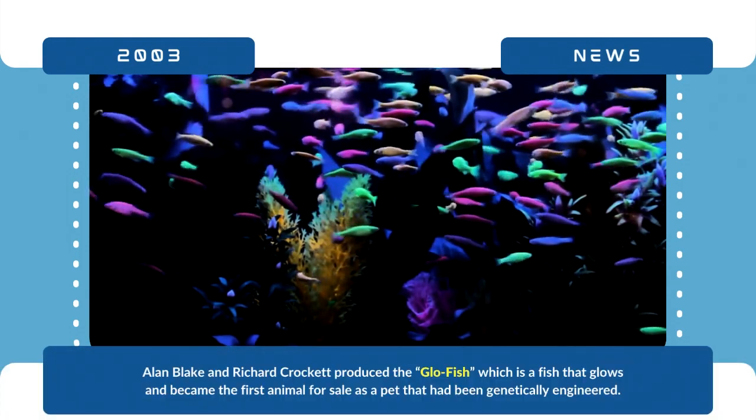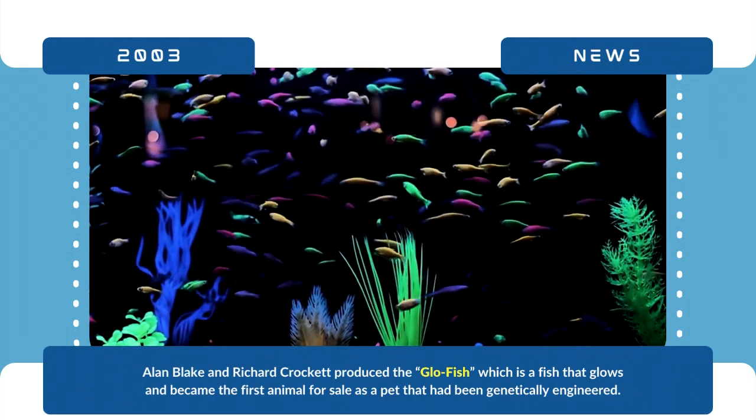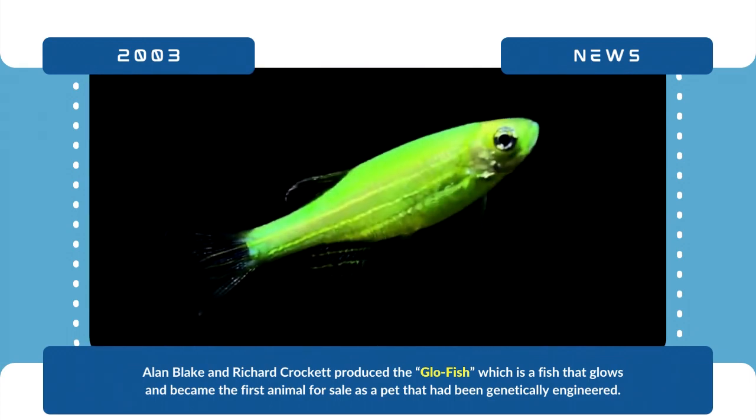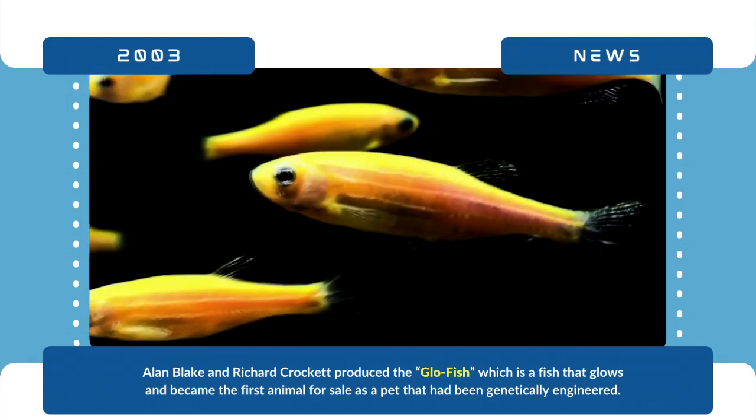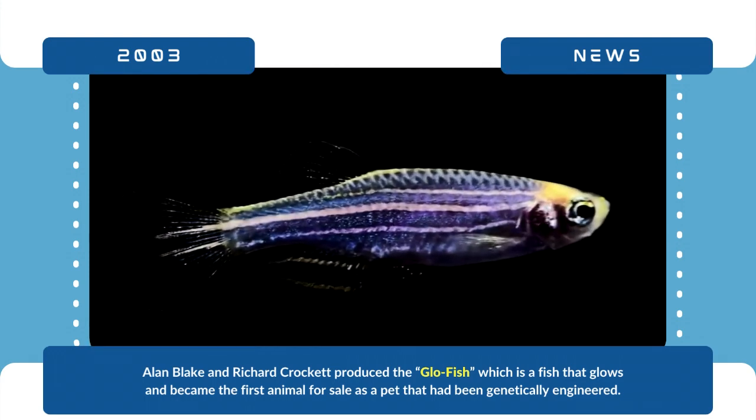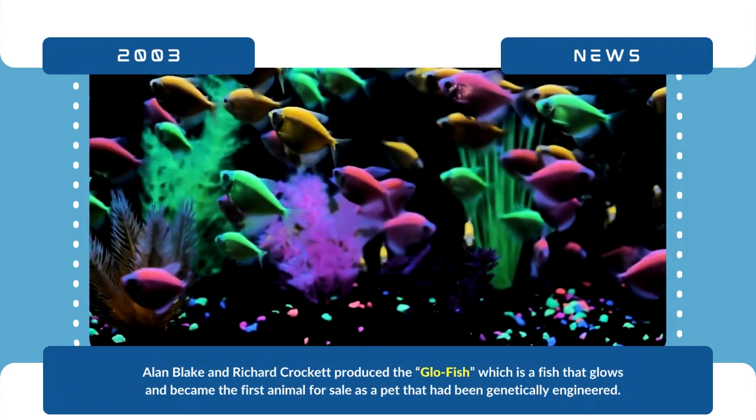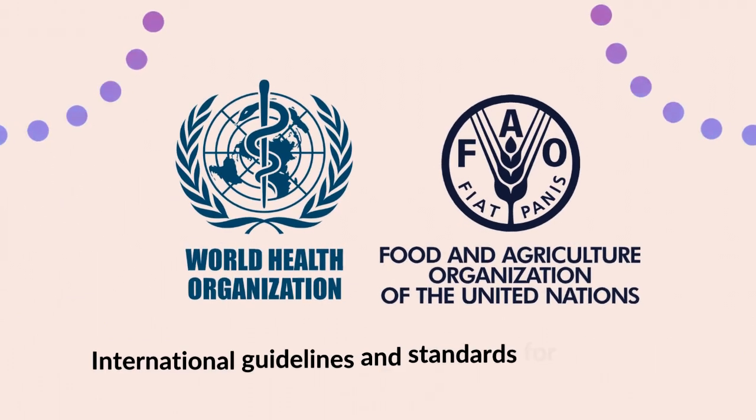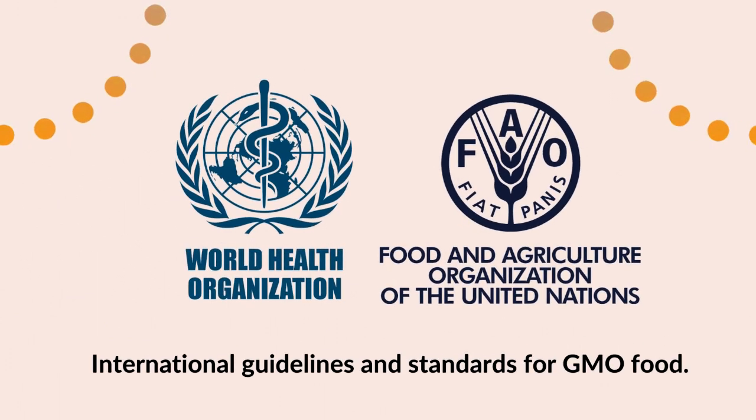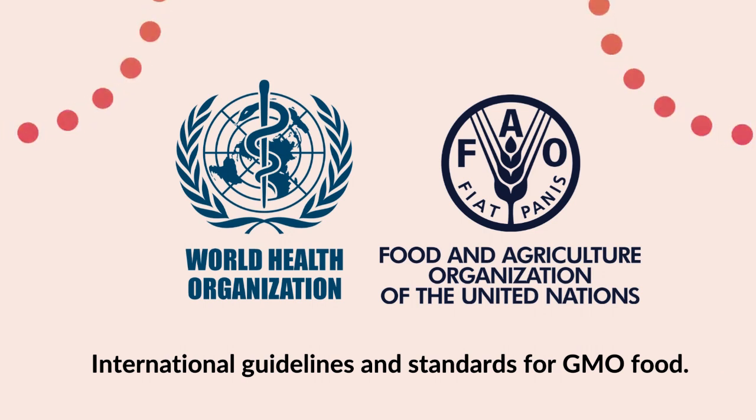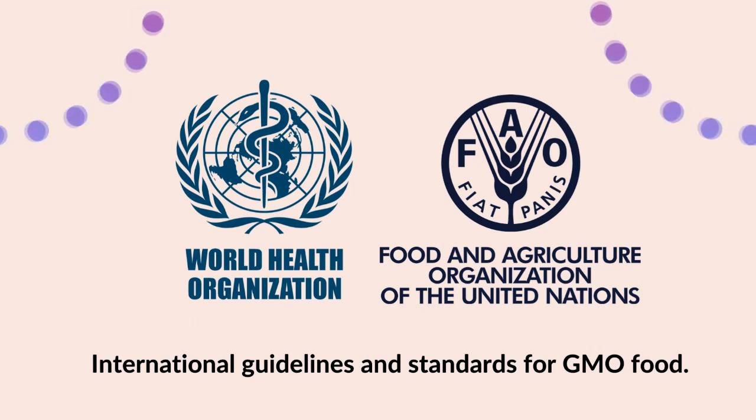In 2003, Alan Blake and Richard Crockett produced the GloFish, a fish that glows and became the first genetically engineered animal sold as a pet. This marked the start of an era in which the public became more open to the idea of consuming genetically modified organisms. Moreover, the World Health Organization and the Food and Agriculture Organization of the United Nations developed international guidelines and standards to determine the safety of GMO foods.